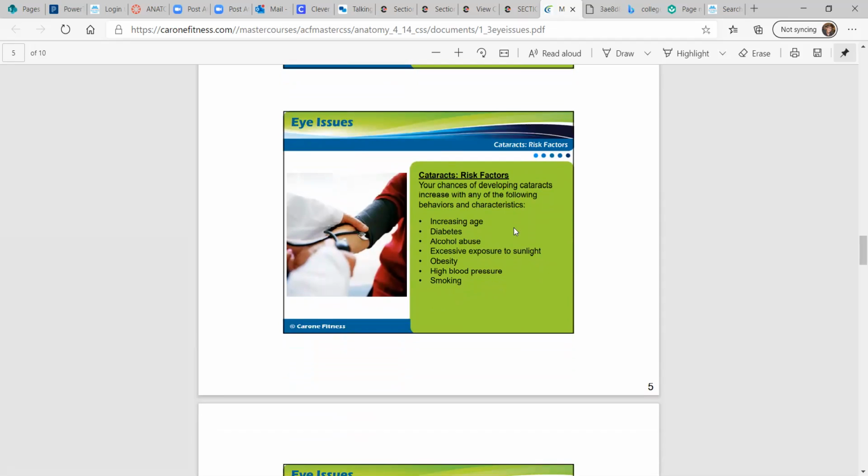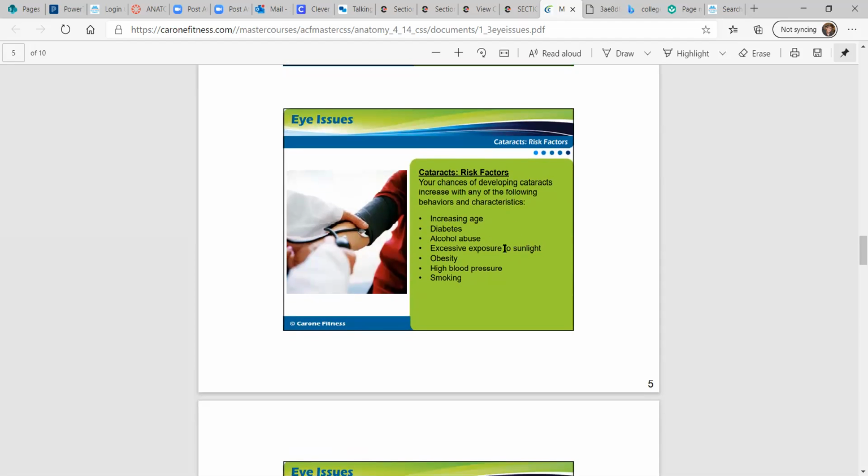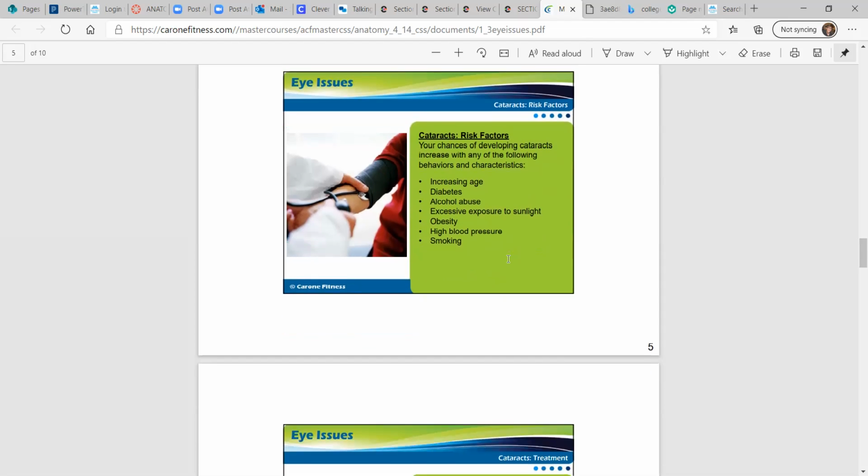So what makes it risky? What leads to cataracts? Aging. You can't really avoid getting older. Diabetes. If you have type 1 diabetes, you can't really get around that. But type 2 diabetes is how you acquire it yourself. Staying away from high sugary foods. Don't overindulge in sugar. Alcohol abuse. If you drink alcohol, limiting that alcohol use can reduce the risk of cataracts.